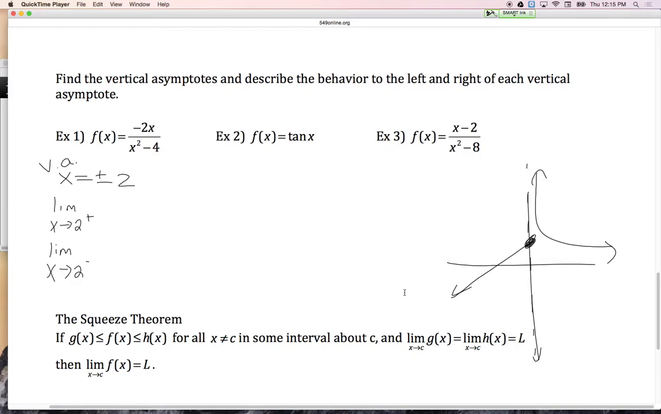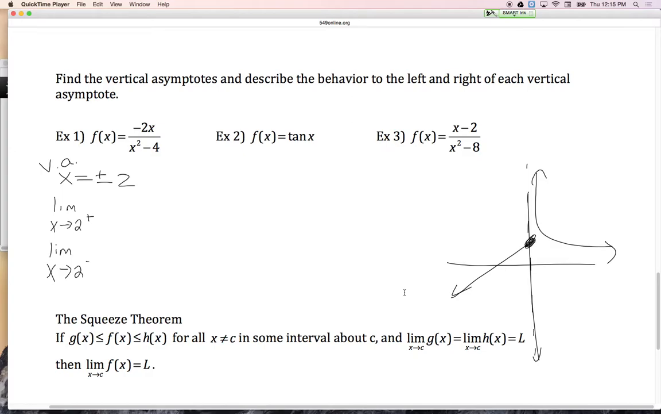Piecewise. I forced it to cross that vertical asymptote. It wouldn't have crossed it on its own. Okay? I had to force it to cross that vertical asymptote. All right? So I have a vertical asymptote on one side.